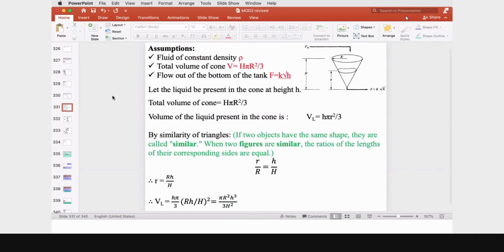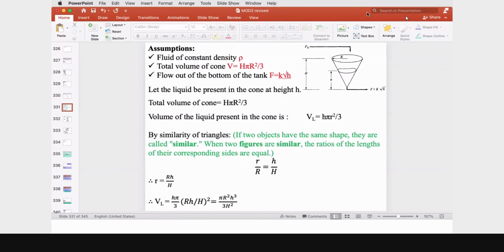Let us chalk down the assumptions which are given as per the problem statement. Assumptions क्या है हमारे जो problem statement में दिए हुए हैं? Fluid of constant density rho. Are you getting my point? Fluid जो है हमारा वो constant density का है. Total volume of a cone V is equal to capital H pi capital R square divided by 3. This is given.